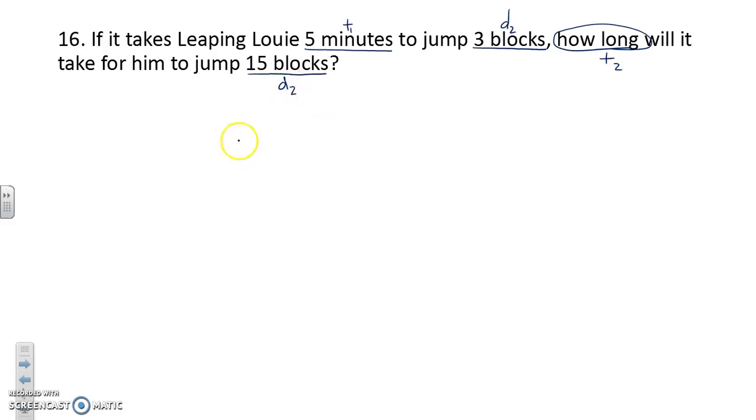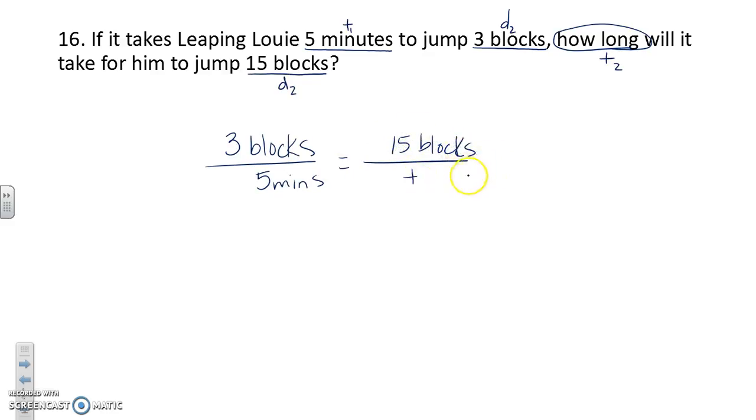So we set this up as another proportion. So 3 blocks over 5 minutes, and that's equal to 15 blocks over time. All right, we solve for this. We've got 3 blocks times t. Why are you keeping blocks, Ms. Rourke? Because that's your unit.